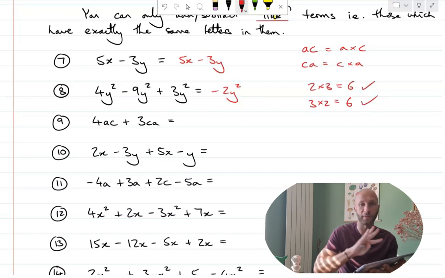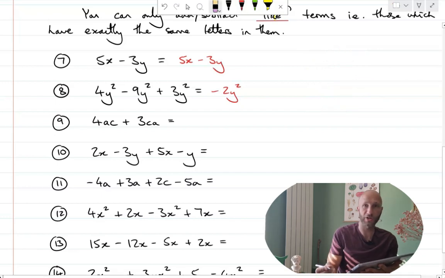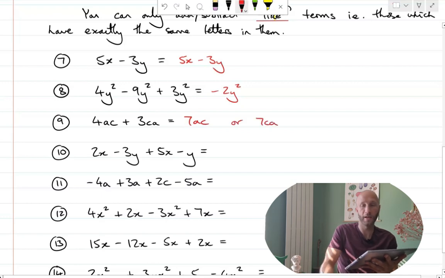I know that's only one example and there's an infinite number of examples we could look at, but AC and CA are the same thing. So these are actually like terms, even though they look very slightly different. So we can actually add 4AC and 3CA, which will give us 7AC, or if you like, you can write 7CA. We tend to keep things alphabetical in maths as well, if we can, not always doable, but I tend to keep it alphabetical, and that means I'd write 7AC here, but if you write 7CA, absolutely fine as well.